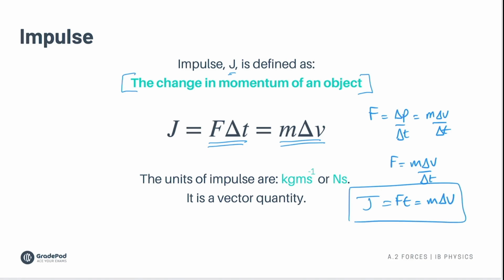The units of impulse are kilograms meters per second, which is the same as momentum, which makes sense because that's the quantities in momentum, or Newton seconds, which makes sense because the units of F times t is Ns. It's also a vector quantity. So the key to remembering about impulse is that there's two expressions we can use to find the impulse of a collision or a change in momentum.